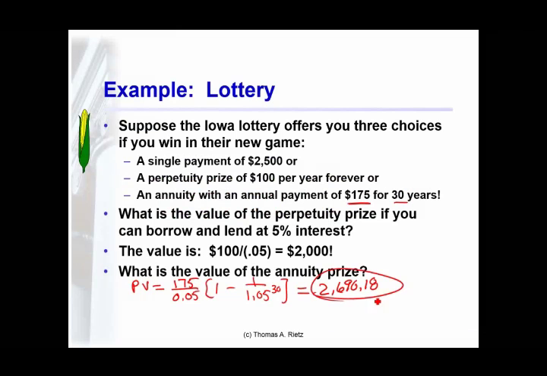Now, if you were asked to choose, the best of the 3 options is the annuity prize. If you wanted the cash today, you would take the annuity prize and sell it for $2,690. If you wanted the cash forever, you would take the annuity prize, invest $2,000, generate $100 every year forever, and have $690 left over today. No matter what your preference is for the cash flows across time, this is the best price to take.